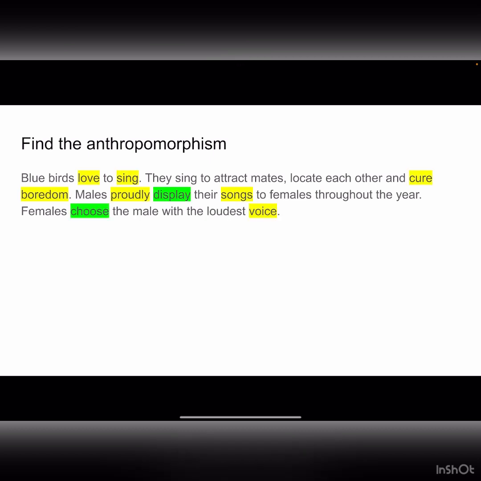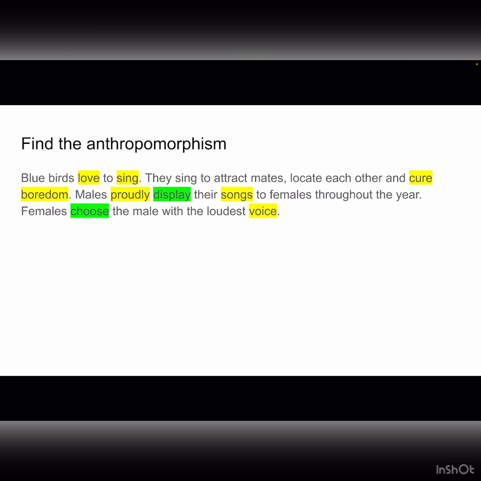Alright, so there are about 6 examples of anthropomorphism in these sentences. They're all highlighted in yellow. I'll explain the green ones in a little bit. For now, let's begin with love. We cannot say that birds love anything. That's very anthropomorphic. There's no way for us to conclusively tell how birds feel about anything. We can observe what they do, but we can't really make any conclusions based on that over how they feel.